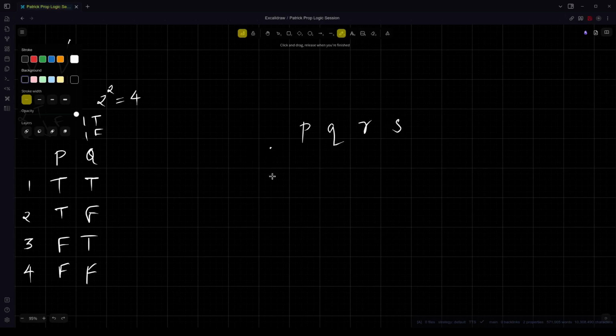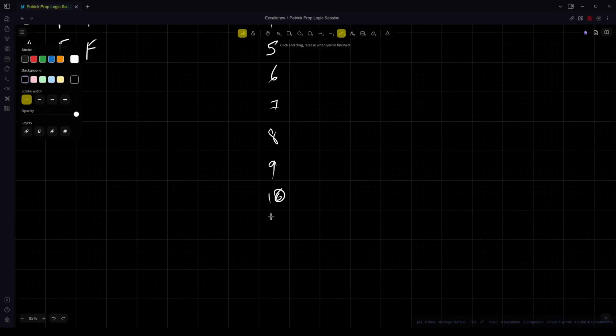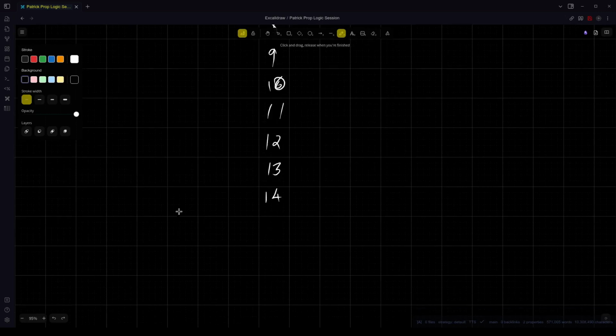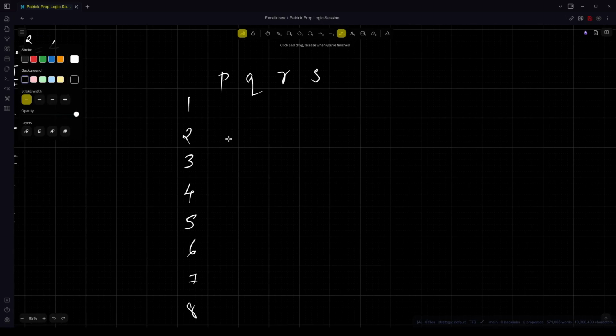And we're gonna have 1, 2, 3, 4, 5, 6, 7, 8, 9, 10, 11, 12, 13, 14, 15, and 16. Okay. So we have 16 rows. How will you fill the first one?